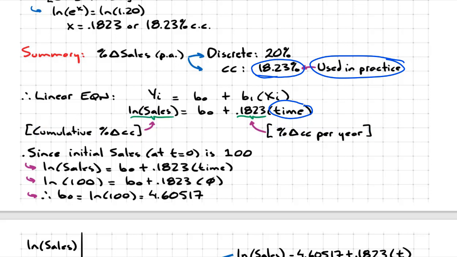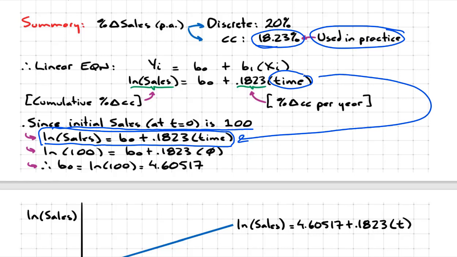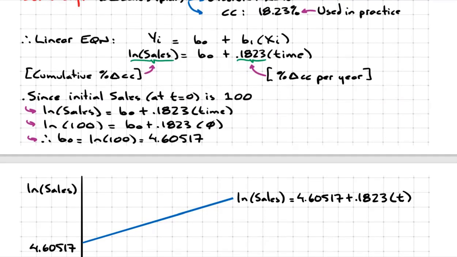So let's continue with our illustration. Since the initial sales at t equals 0 is 100, ln of sales, so there's my framework, right? Just got it from there, and I just have to plug in the values. If you're looking at sales at inception, time would be 0, because you're looking at what sales was at inception. And at the same time, sales at that point was 100.